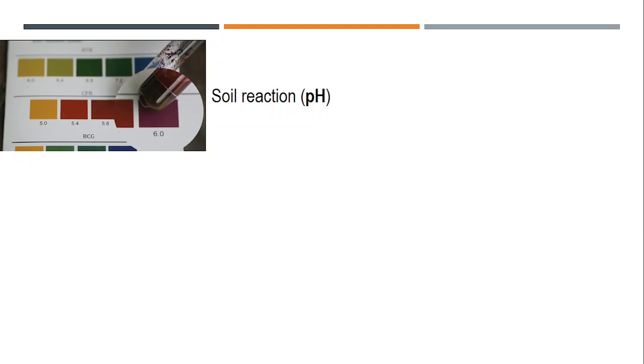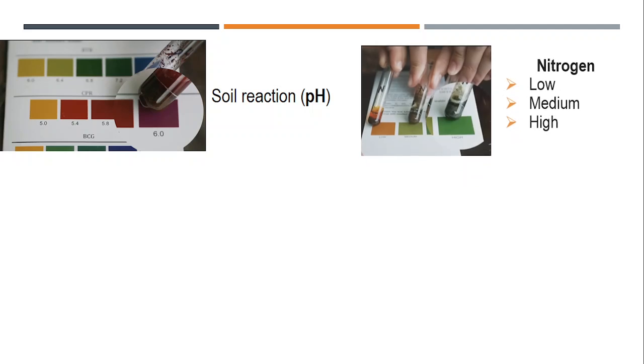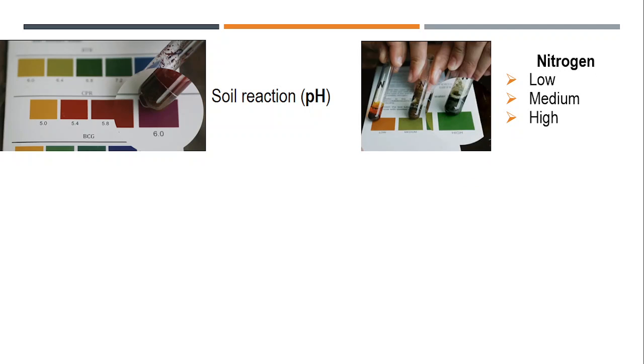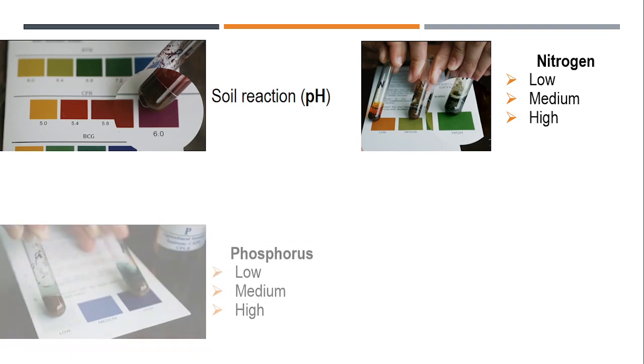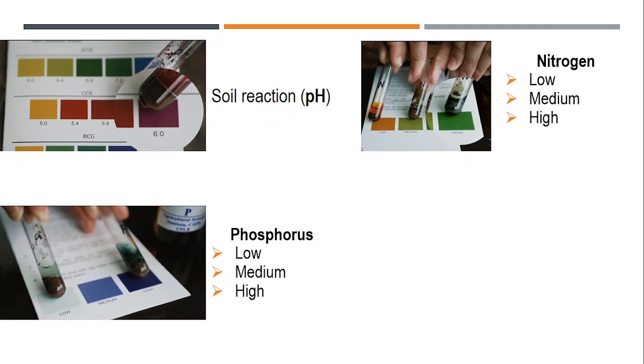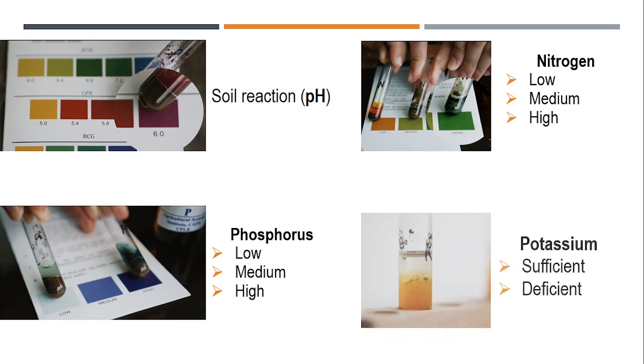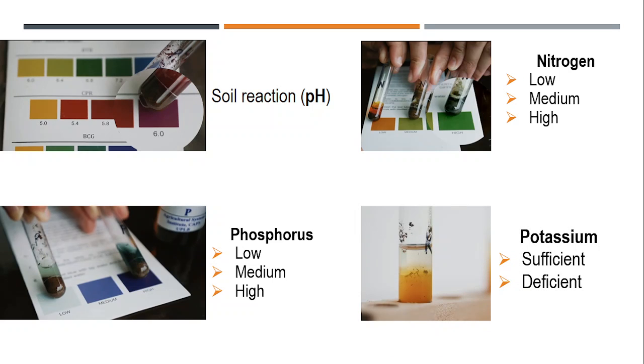Ano naman yung pinagkaiba ng ating STK sa soil analysis? Okay, so sa soil analysis ay malalaman natin yung exact values ng NPK. Dito sa STK, it will only be described qualitatively. So for nitrogen, it is either low, medium, or high. Phosphorus is low, medium, or high then. And for potassium, it can either be sufficient or deficient.